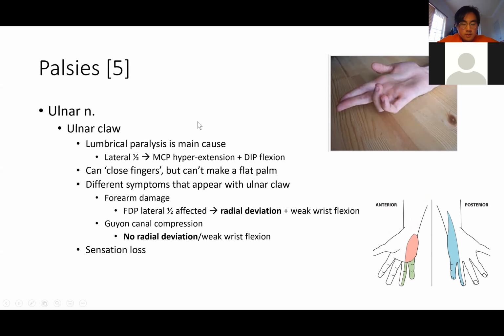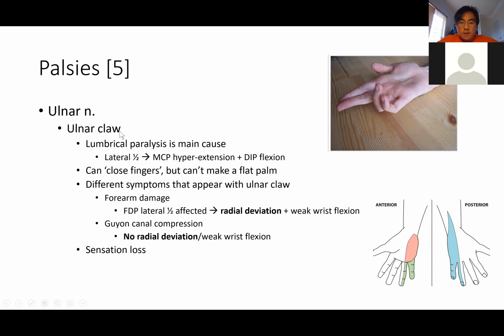Now, ulnar claw, right? It's caused by palsy of the ulnar nerve. It's pretty much the only relevant condition you need to know about for the ulnar nerve. And this is the important part. Ulnar claw is caused by lumbrical paralysis, okay? You're paralyzing the lumbricals. Now, if you remember what the lumbricals do, you'll know what ulnar claw presents as. So using my action from before, right? It flexes the metacarpophalangeal joints and extends the interphalangeal joints.